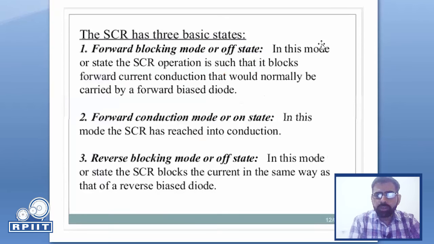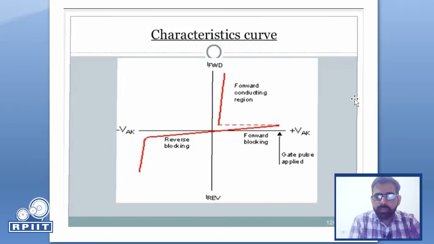So firstly, we have to define the forward blocking mode, or off state. In this mode, the SCR operation is such that it blocks the forward current conduction that would normally be carried by the forward bias. In forward blocking mode, the current will start to build up to the latching current. The latching current is the minimum value of current which initiates the conduction process.